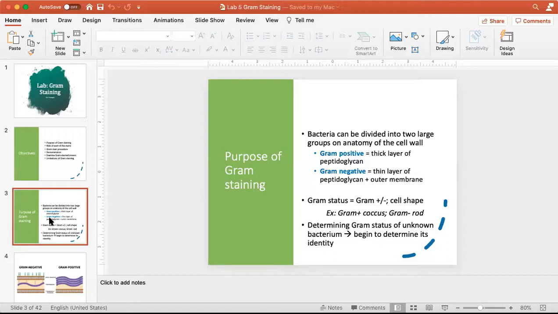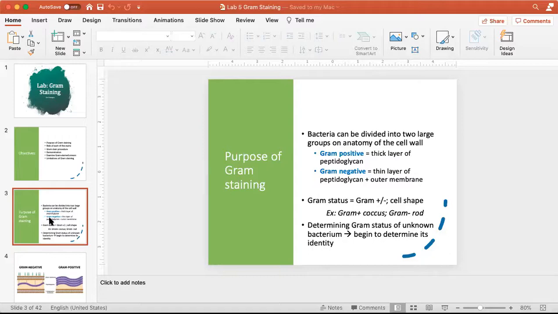The difference between what makes a bacteria gram positive versus what makes a bacterium gram negative is all about the cell wall. Some bacteria have a very thick cell wall, and other species have a very thin cell wall. And we can see the difference between a thick and a thin cell wall using gram staining.